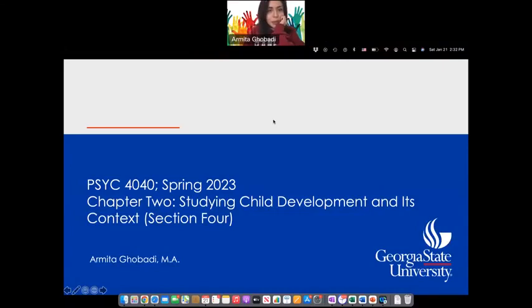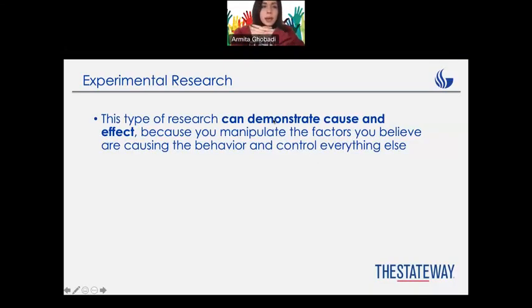Section 4. So we're going to talk about experimental research here.